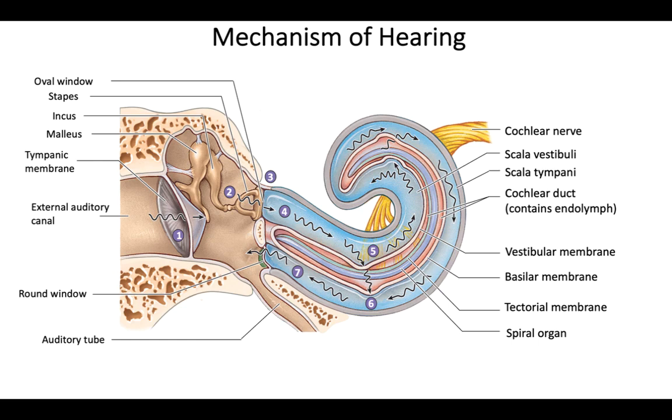But I do want you to remember that there's some conversions that are made, right? Sound waves are converted into vibrations by the tympanic membrane. Those vibrations get transmitted from malleus to incus to stapes. The stapes is sitting in the oval window. So if this stapes is vibrating, imagine what that would do to this fluid inside the cochlea. It would cause waves, all right?